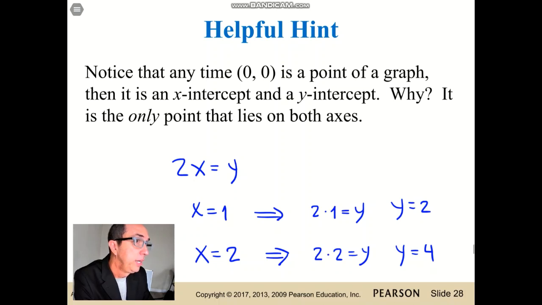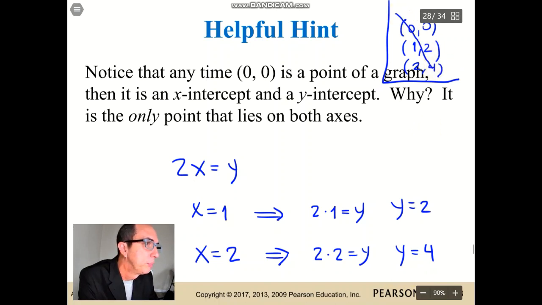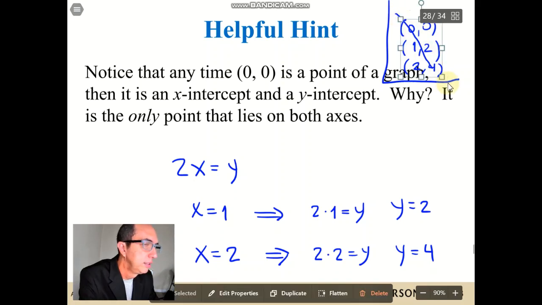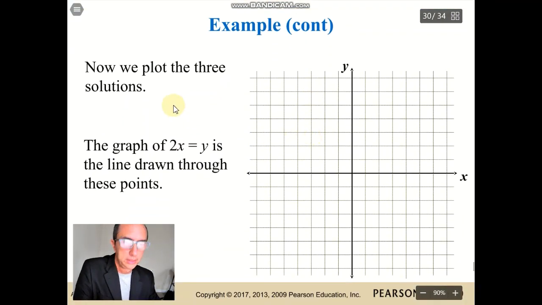3 ordered pairs. Let's write down here on the top, we have 0 and 0, we have 1 and 2, and we have 2 and 4. Let's get these 3 ordered pairs here, and now we can go to the graphic and plot these ordered pairs.